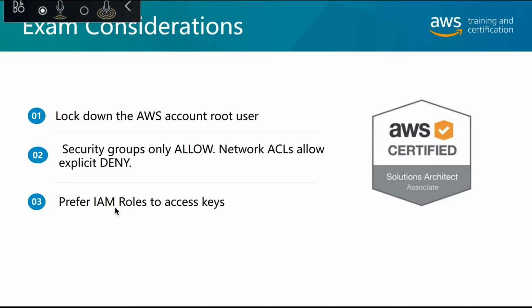So always make sure that you lock down the AWS root user, the account root user, lock it down. Security groups only allow, network ACLs allow, and you have to explicitly deny. And then always use roles. So prefer IAM roles to access keys.